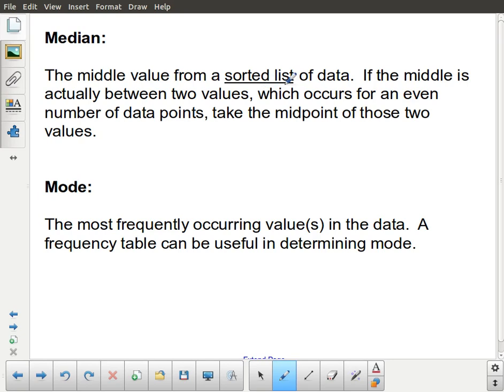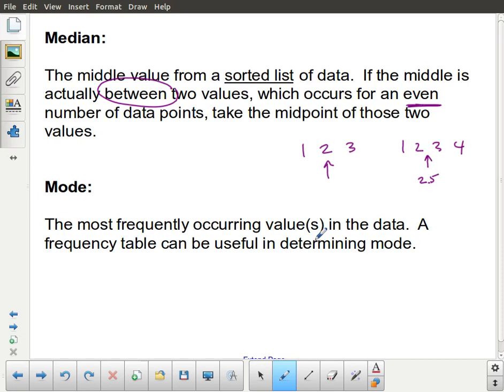Now, sometimes there will be an exact middle. So for example, if I have the numbers 1, 2, and 3, well, 2 is exactly in the middle, so that's the median. But if I had 1, 2, 3, 4, well, the middle in that case is going to be between 2 and 3. And so when we have the case where we're between two values, and you can see that occurs when I have an even number of data points, in this case I have 4 data points, the median is the midpoint or the halfway value between those. So between 2 and 3, it would be 2.5.